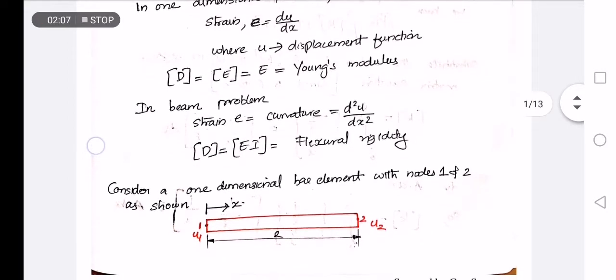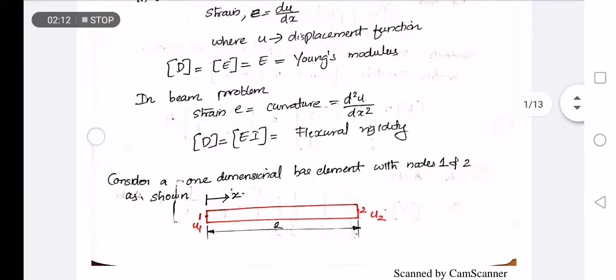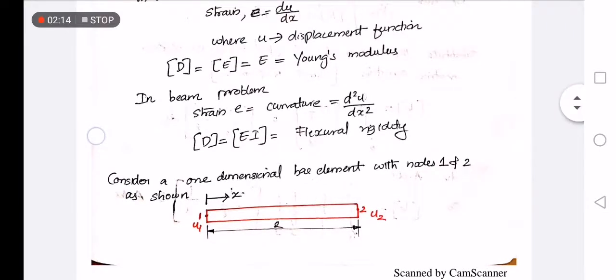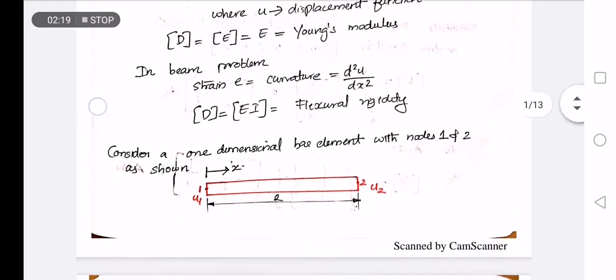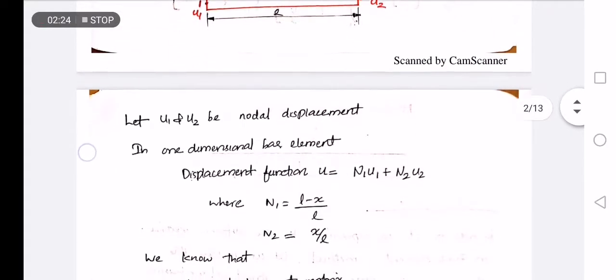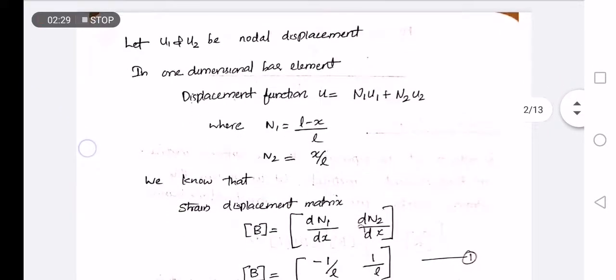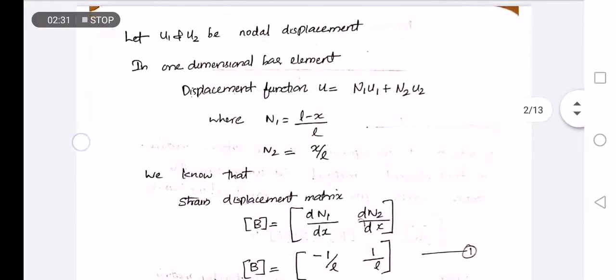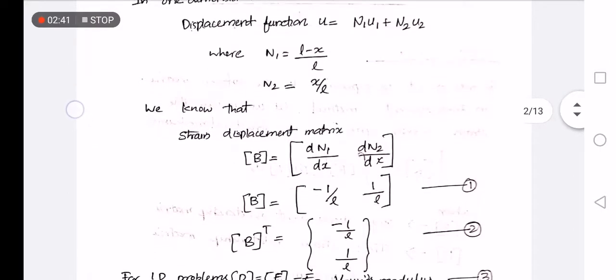So consider a one dimensional bar element with node 1 and 2 as shown in figure. You can see in the figure a bar element has two nodes 1 and 2 with respective displacements u1 and u2, having length L. So already you know that in one dimensional bar element the displacement function is represented as u is equal to N1 u1 plus N2 u2, where N1 and N2 are the shape functions. Hope you all remember that N1 is (L minus x) by L and N2 is x by L.